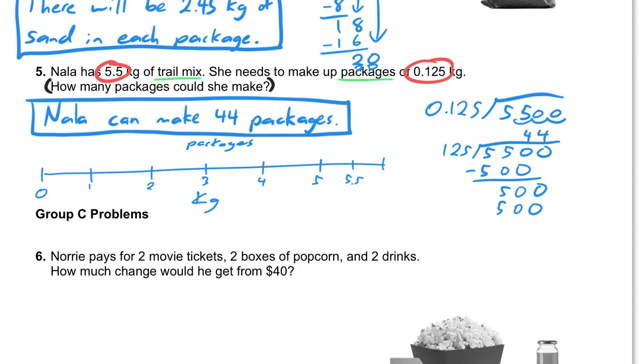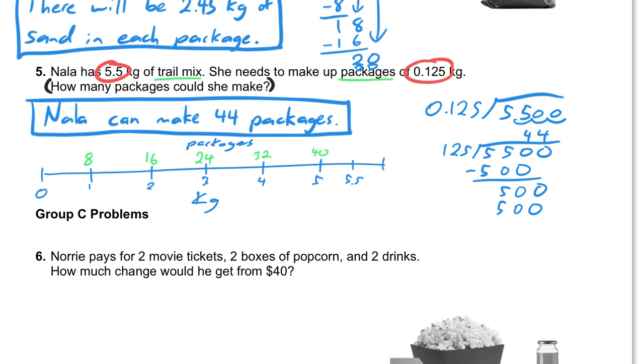I know that this is 1/8, or you can fit 8 of these into 1 kilogram. So for every kilogram, Nala can make 8 packages. When there are 2 kilograms, she makes 16. When there are 3, she makes 24. When there are 4, she makes 32. When there are 5, she makes 40. And then we would expect if she had 6, it would be 48.